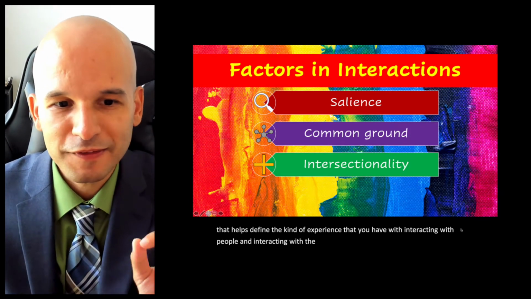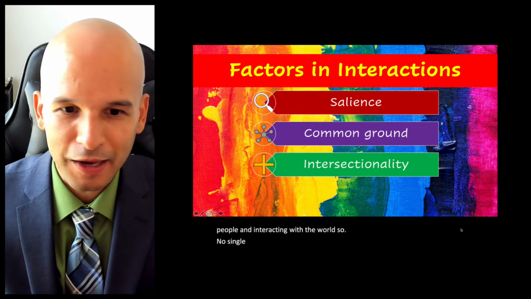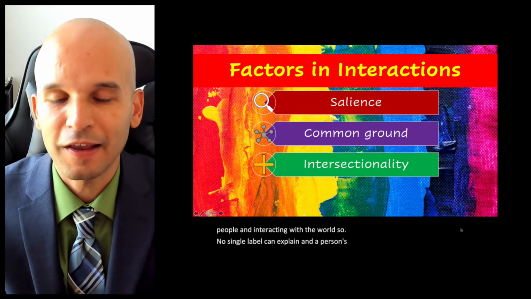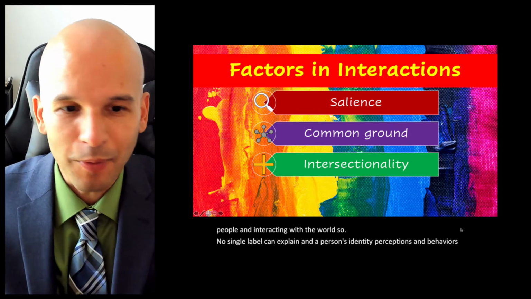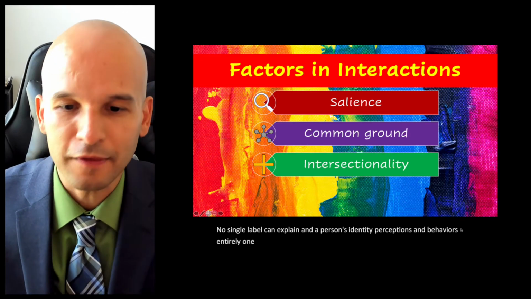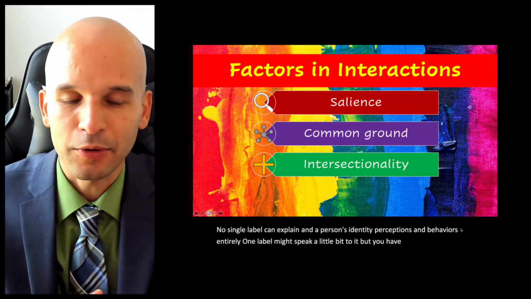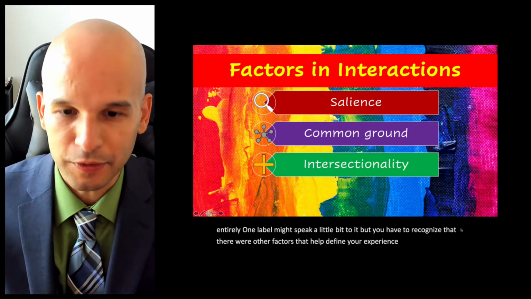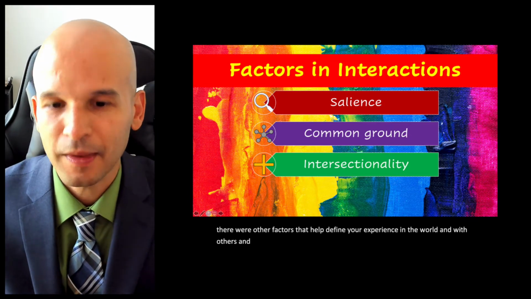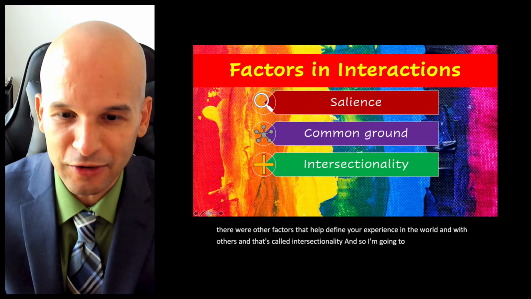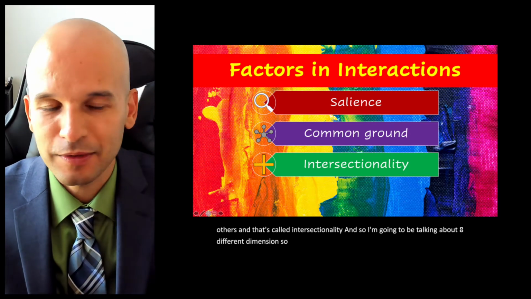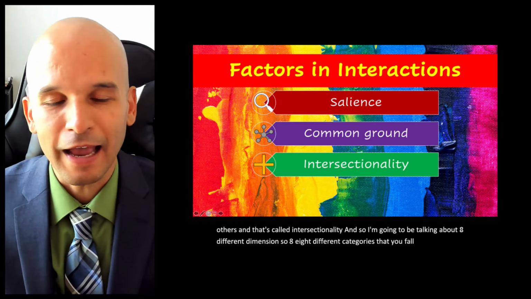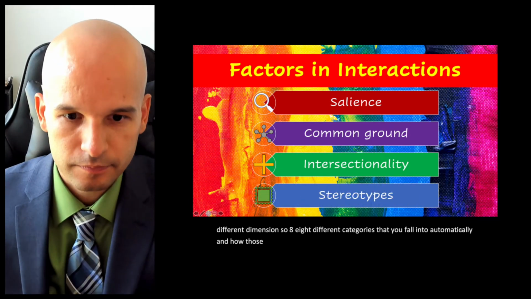So no single label can explain a person's identity, perceptions, and behaviors entirely. One label might speak a little bit to it, but you have to recognize that there are other factors that help define your experience in the world and with others, and that's called intersectionality. And so I'm going to be talking about 8 different dimensions, so eight different categories that you fall into automatically, and how those categories interact.